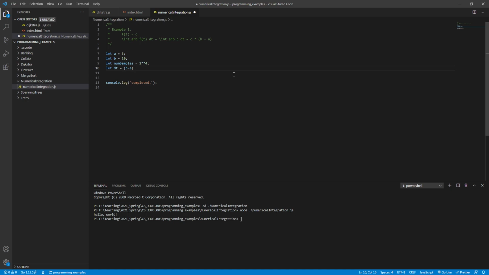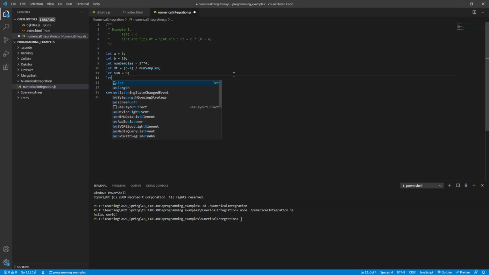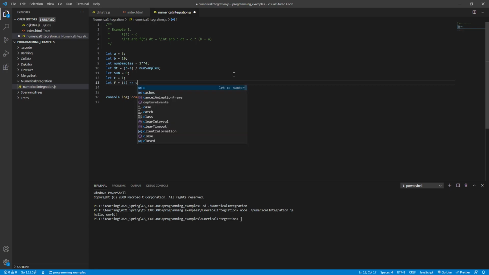So then here, which is what I was saying, your domain divided by the number of samples. We're going to use the constant value 1. Again, whenever we do summations, we initialize to the additive identity, which is 0. All integrals are essentially summations. Okay. So then this is accomplished with a loop.